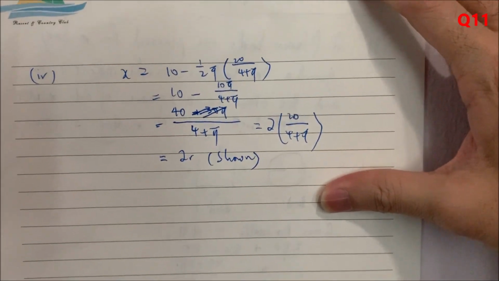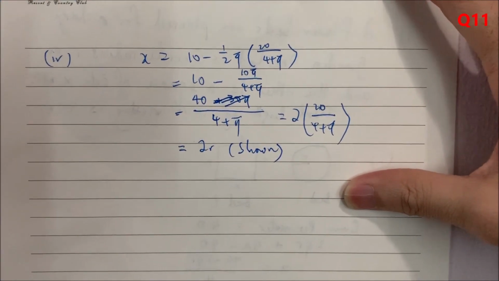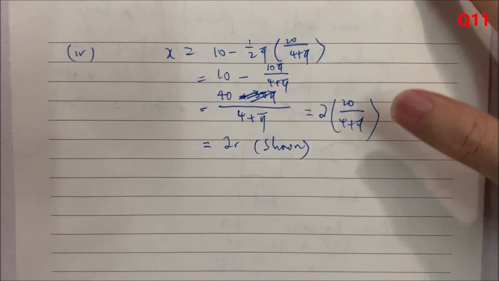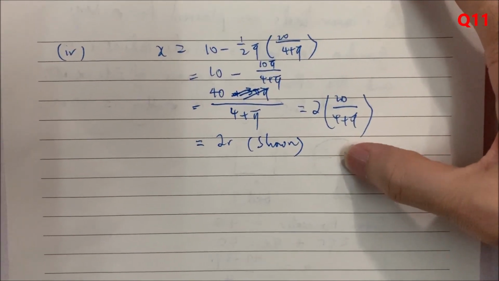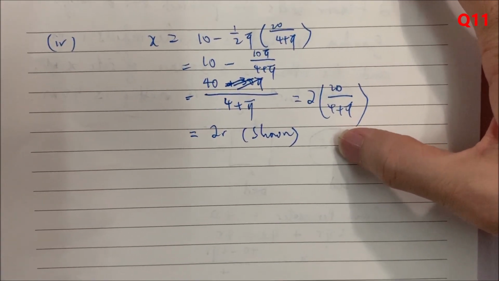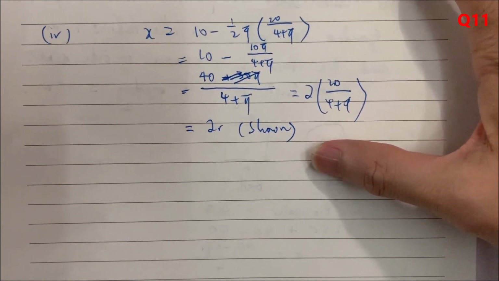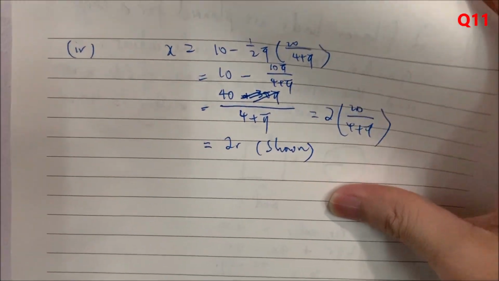The last part, I'll do until the second last part because I think the last part is easy enough. So after that, you find the x, you substitute in the radius that you found previously, which is 20 over 4 plus pi. Do some simple simplification and you can see very clearly that the x value is twice the radius. Thank you.